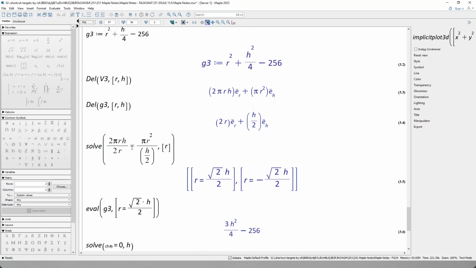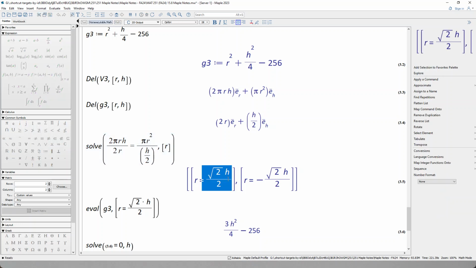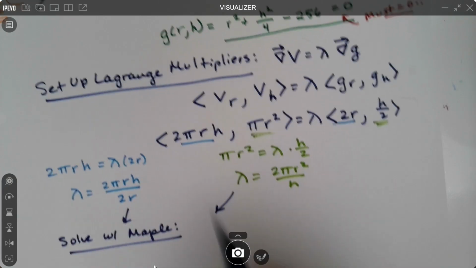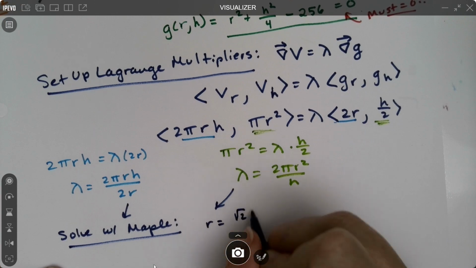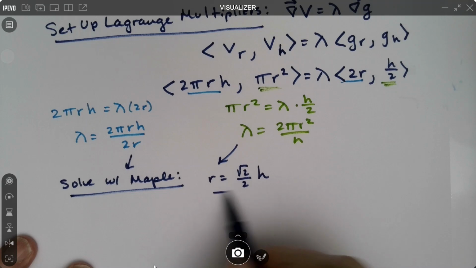Okay, so right here I'm saying 2 pi r h over 2r equals pi r squared over h over 2. I didn't even bother to make it pi h, even though that's what it is. I solved that for r, and I got r equals the square root of 2h over 2. I could have solved it for h, it doesn't really make any difference. The negative is irrelevant, we're not going to a negative radius. So r equals the square root of 2 over 2 times h.